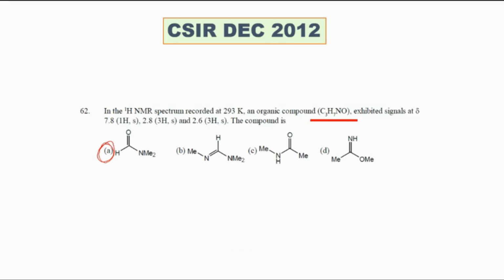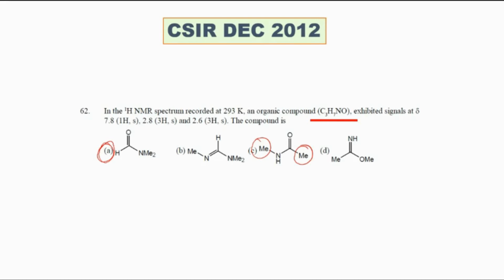Ma'am, they have given that it is 293 Kelvin. So at lower temperature, it will exist in 2 forms. So the methyl groups will not be equivalent. It will be non-equivalent. So you're talking with respect to N,N-dimethyl formamide. Did you look into all the other molecules based on what category you have solved? Because this Me and this Me are also different. They will also be giving you different signals.